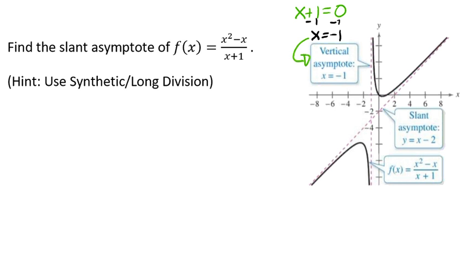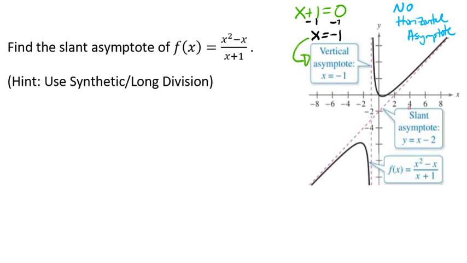For the horizontal asymptote, if I look at my numerator, I have a degree of 2. But if I look at my denominator, I have a degree of 1. Because the numerator's degree is larger than the denominator's degree, that means I have no horizontal asymptote. Clearly from our graph, we have a slant asymptote though, and let's talk about how we get that.